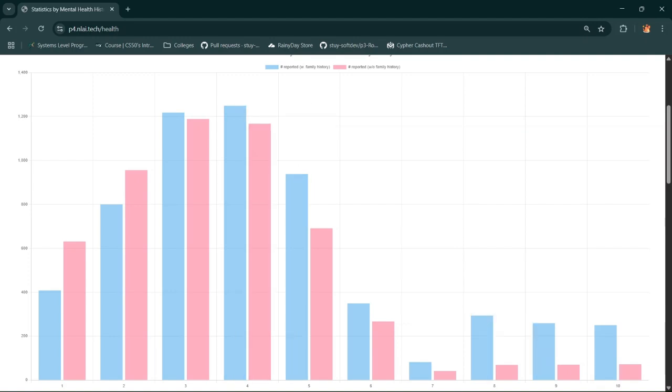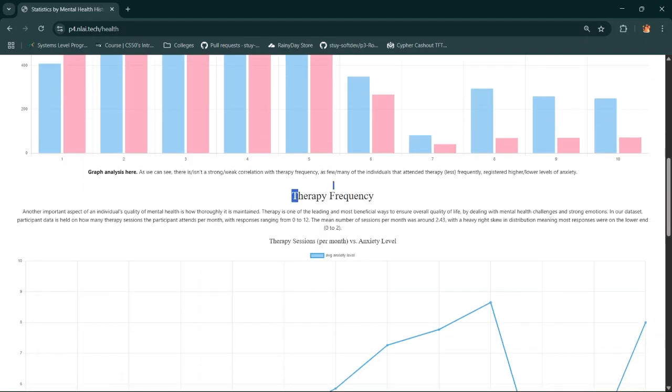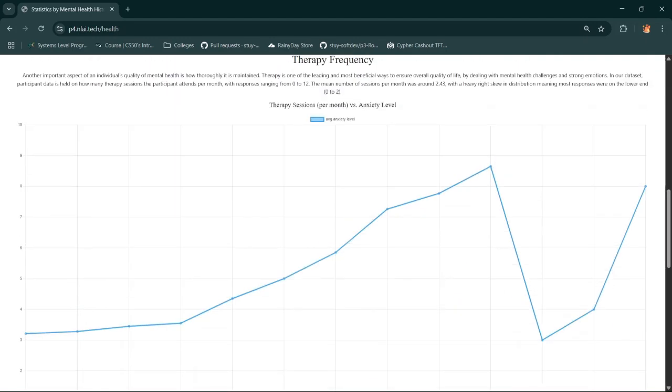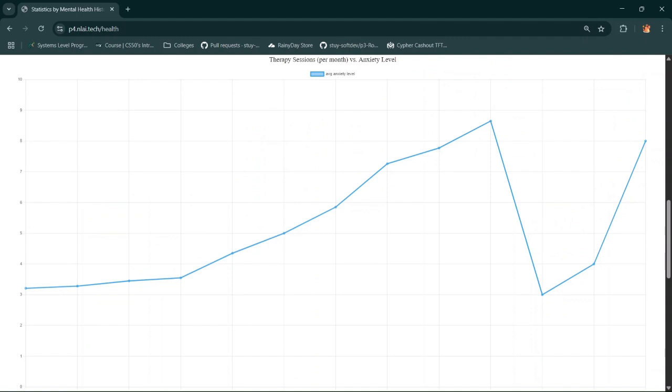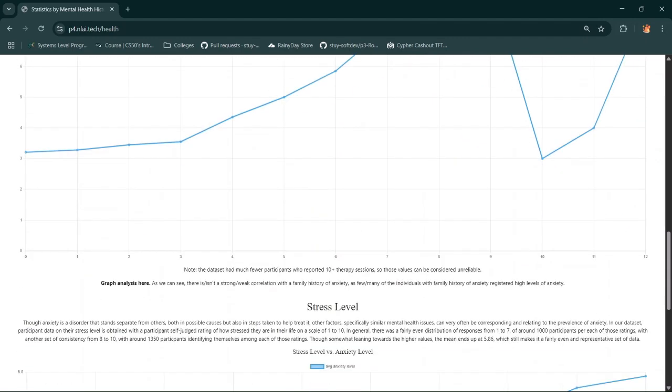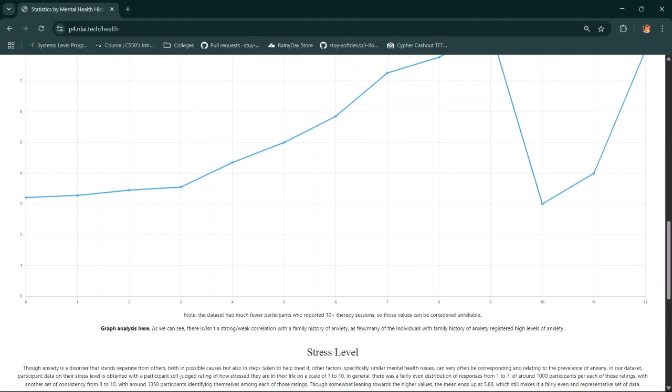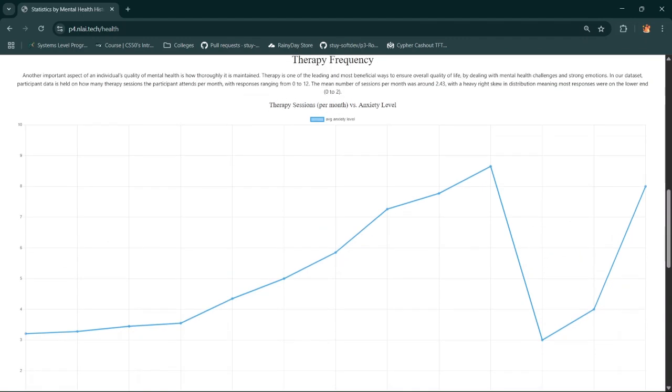So next we can look at therapy frequency, which is basically how often someone went to therapy every single month. It usually ranges from around 0 to 12 sessions, as you can see, with most people landing between 0 and 2 sessions. And this graph actually shows something really interesting.